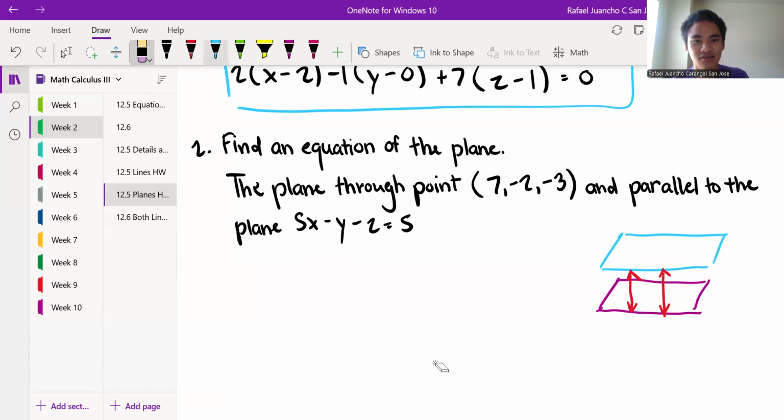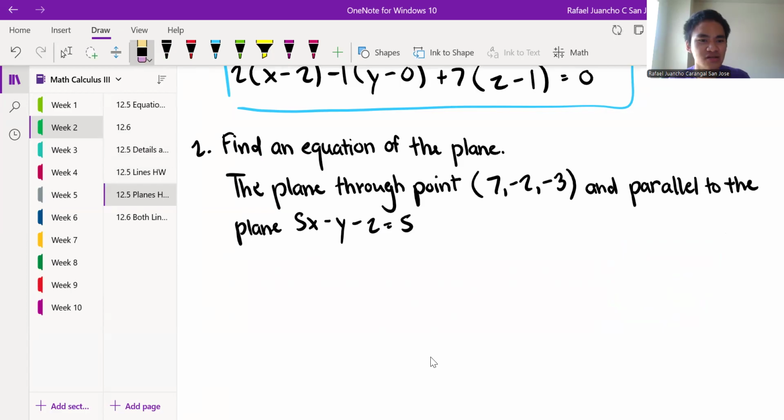Well, that tells us if we were to have a vector on one of the planes, say that vector goes left, then probably the vector on the other plane is also the same thing, right? So if it's the same thing, then we can already use that to find our normal vector.